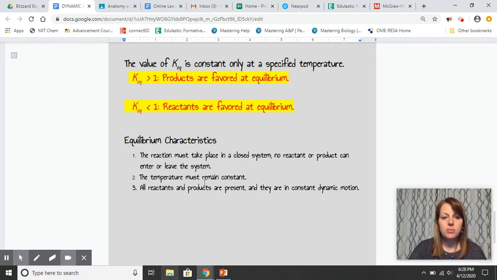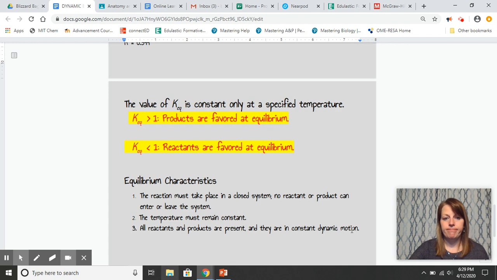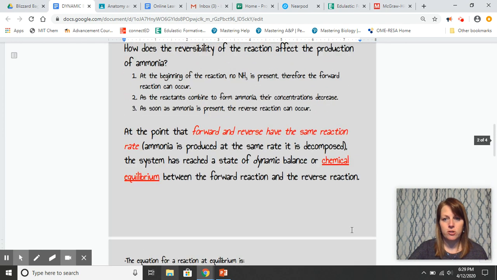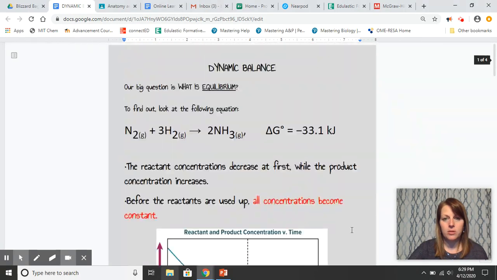And equilibrium characteristics, things that have to be true for equilibrium to happen. The reaction must take place in a closed system. We can't have extra things coming in or out. The temperature has to be constant, and all reactants and products are present, and they are in constant dynamic motion. Okay, I think that's it for the notes for dynamic equilibrium, dynamic balance.